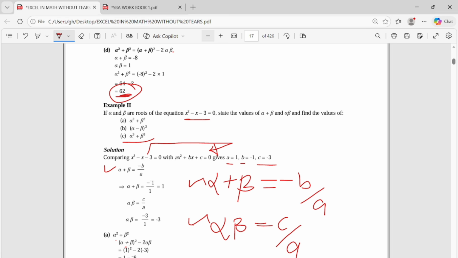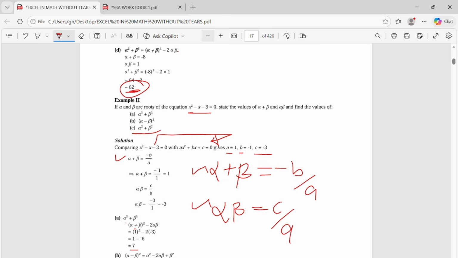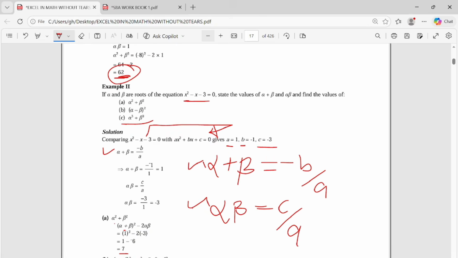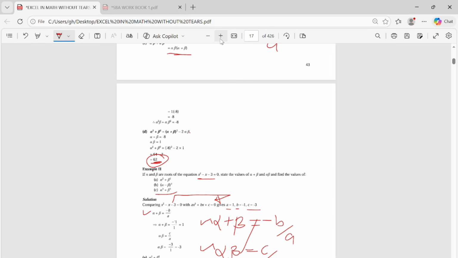And then you do the same thing for this other part, alpha minus beta. You expand it, and then you come up with this nice expression. So after getting that nice expression, you can use that idea to do other questions.